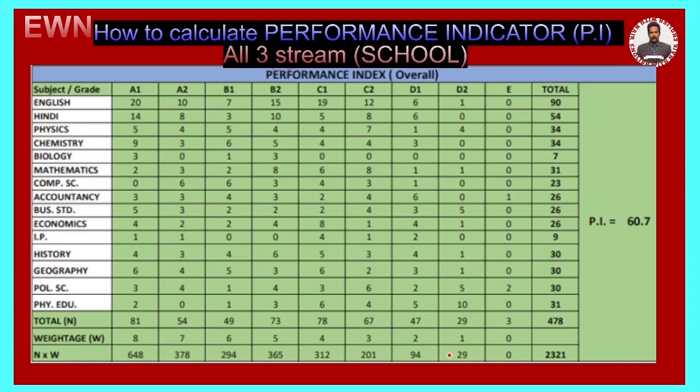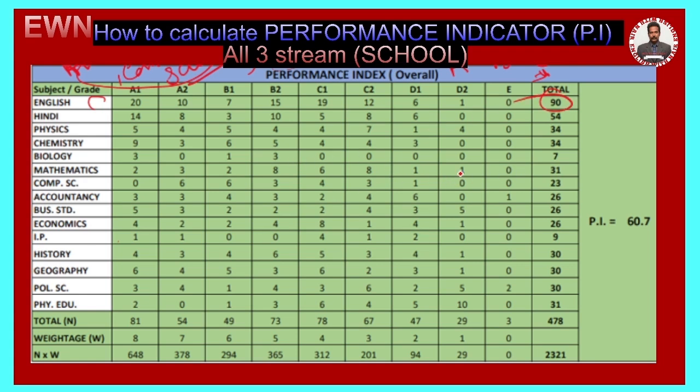Now, if the school has all the three streams, then how do we calculate the performance indicator? So if it has arts, that is humanities, commerce, as well as the science stream. If all the three streams are there, then we also can calculate the performance indicator comprising all these three streams together. For example, they have A division as science, B division as commerce, and C division as arts, humanities. Then they can include all the subjects, because English is common to all the streams.